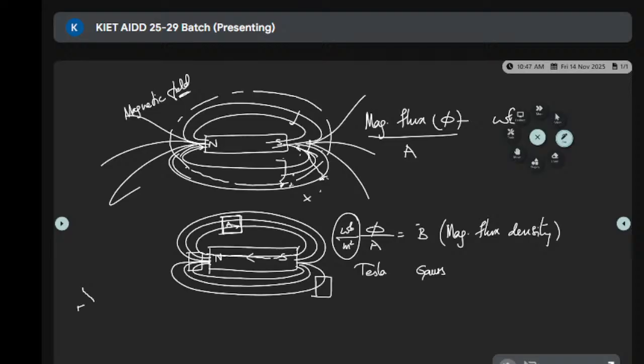So do they form a complete loop, yes or no? And do magnetic lines of force cross each other? No, they never cross. Okay, right.